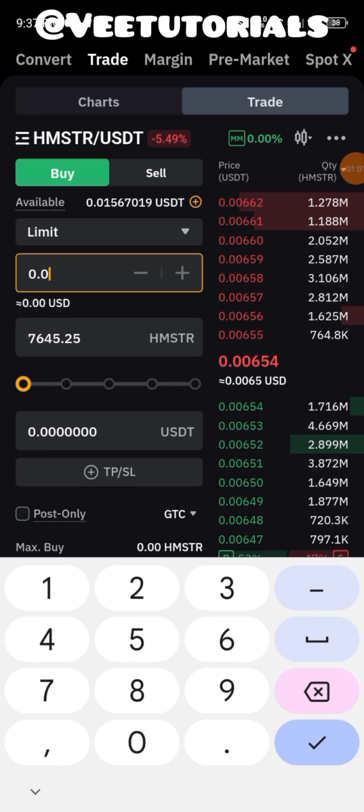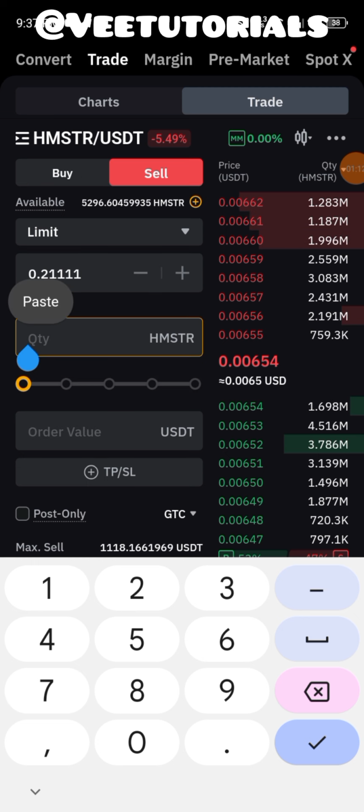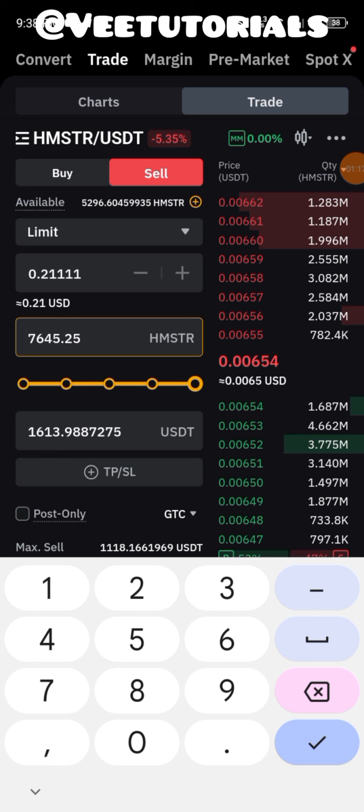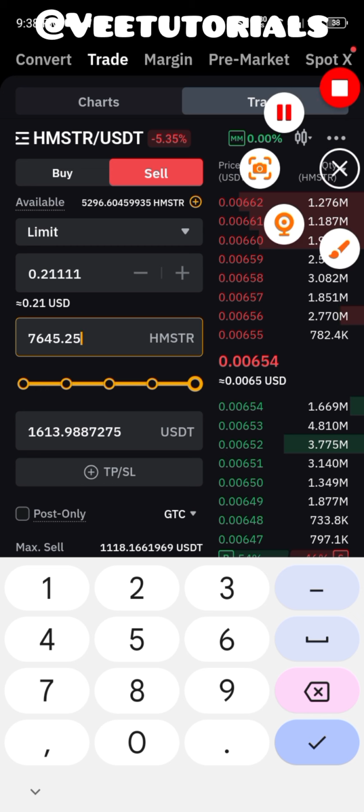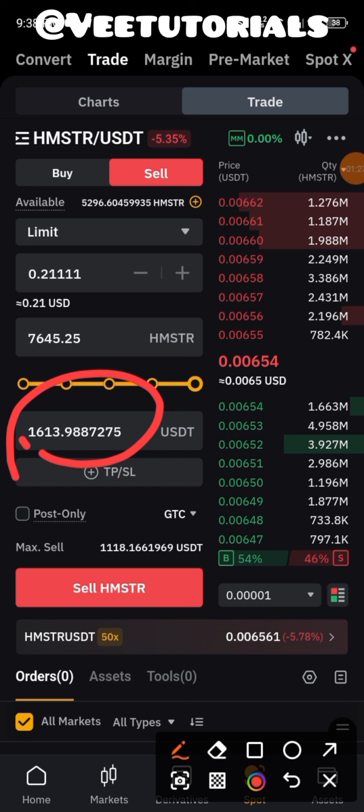If this coin goes, according to my prediction, to 0.02, and you want to sell the same volume, you know how much you're going to gain? You're going to gain 1,613, which is a very huge profit. So all you need to do, this is the right time for you to invest in Hamster Kombat.